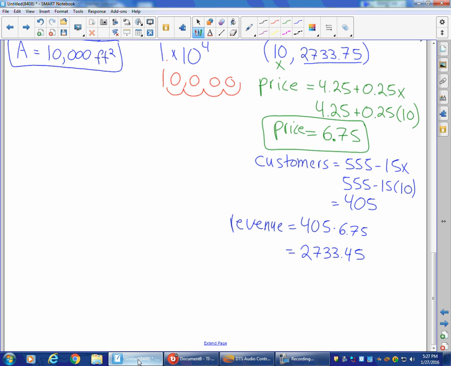But keep in mind, we didn't have to go this far. We were answering the question, which is, our price is $6.75. However, so you could understand and see all the components, because we could ask you for the max revenue, we could ask you for the customers.